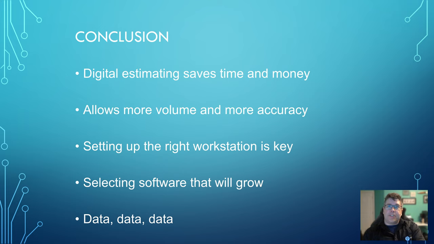So in conclusion, digital estimating saves a ton of time and saves money. Most importantly, it allows a massive increase in the volume of what you can bid, and to bid more accurately. Setting up the right ergonomics, the right workstation for your estimating, is absolutely key. And then selecting the software that will grow with you. And at the end, all of it is data, data, data. Storing and analyzing the data out of your estimates that turn into projects, and looping back around once a project's completed. Circle that back into your estimating so that you can close that loop and refine everything that you're working on in your company.